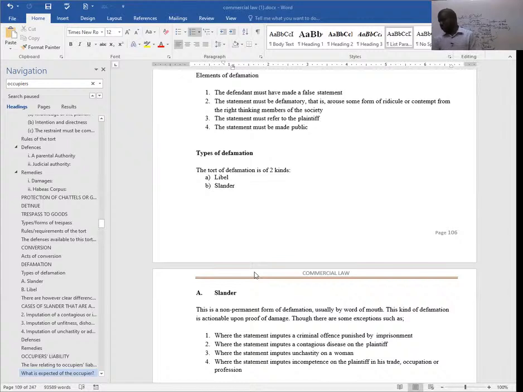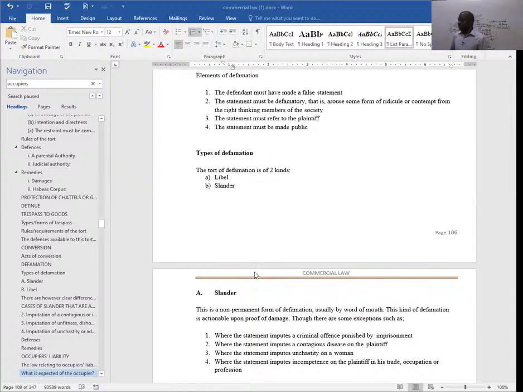Then number two, where the statement imputes contagious disease on the plaintiff. A contagious disease basically spreads very, very fast. So today someone accuses Becky, maybe says that Becky is having a particular disease which is very contagious, yet it is not true about Becky. So Becky doesn't have to wait for the repercussions to happen. Immediately she hears of such, she can bring the action in a court of law, and it will be allowed by the court of law to be heard as a case against the defendant.